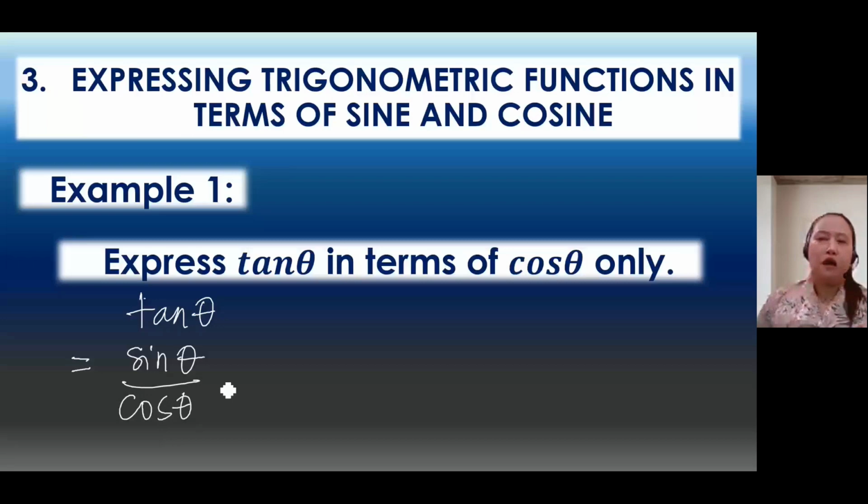When you have a given like this, in which it is not an equation, it is just an expression, in order for you to show your solution, it should be vertical. So I'll just write it on the black screen. Again, tangent theta, we have to show this in cosine only.